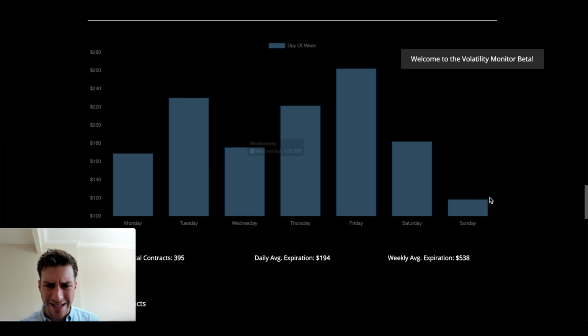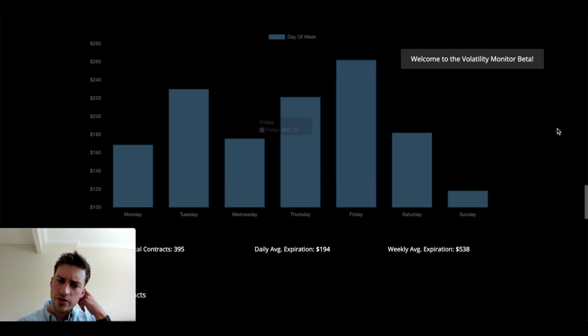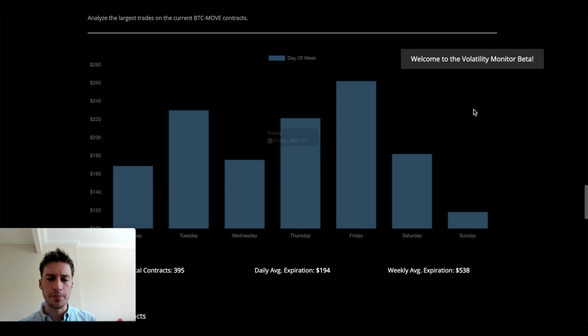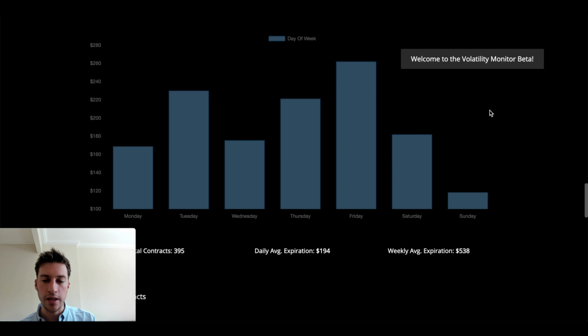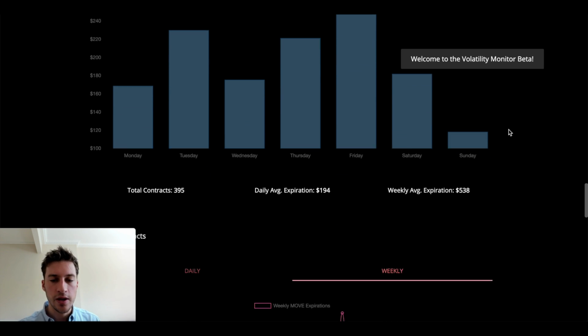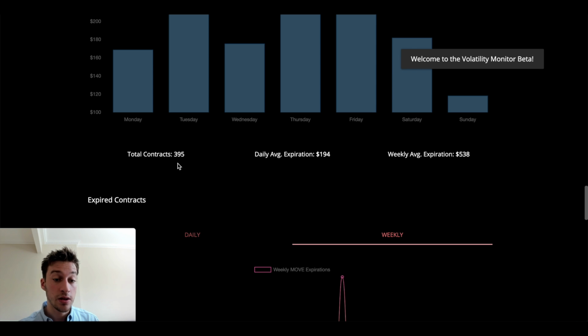They expire like 118-ish, but on Friday, we typically have a large amount of volatility, and these guys were expiring at like 260. So that's really something interesting to think about, that it's typically better to buy volatility Thursday and Friday, and better to short volatility Sunday and Monday, basically. And that's something that you could even do as well, based off of a sample size of 395 contracts.